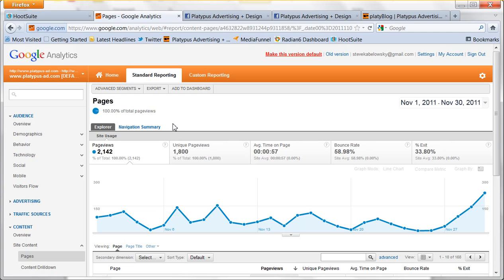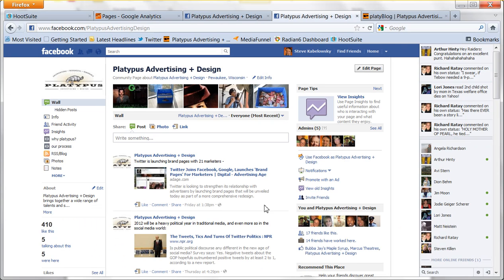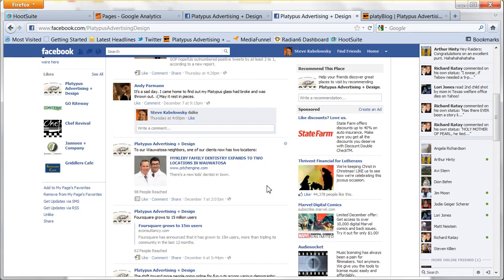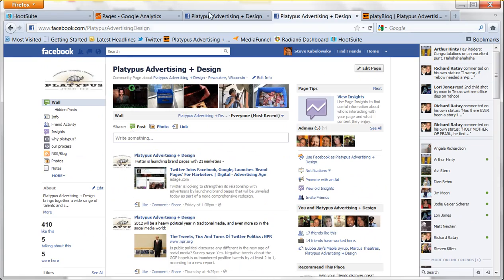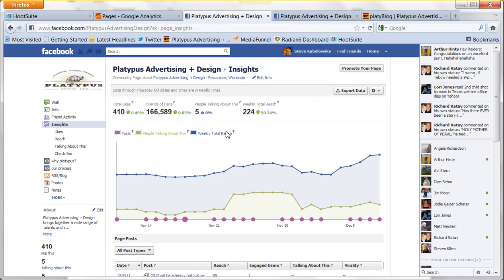On social media platforms, we do two different things. So one is we have Facebook, and the Facebook page where we interact with 410 people in our audience, and we share posts and trends and those sorts of things. And with Insights, which is the measurement tool within Facebook, we're able to take a look at the engagement.